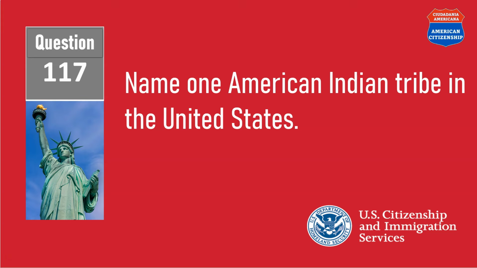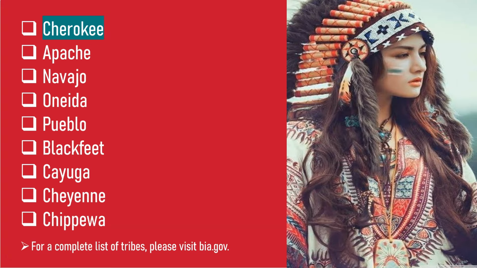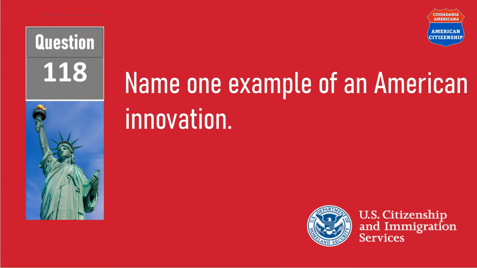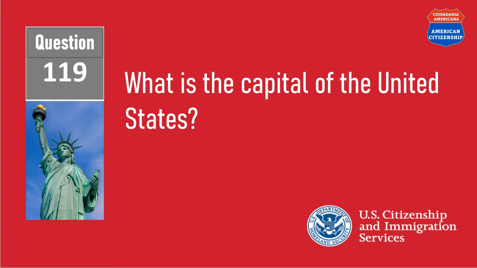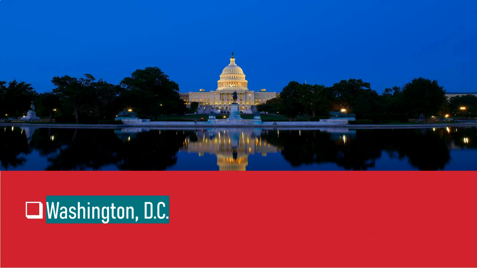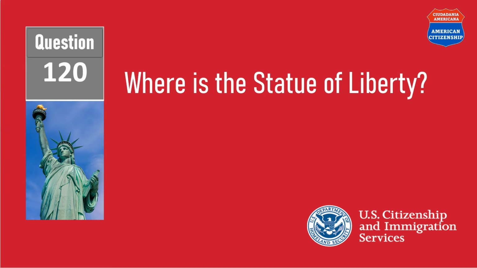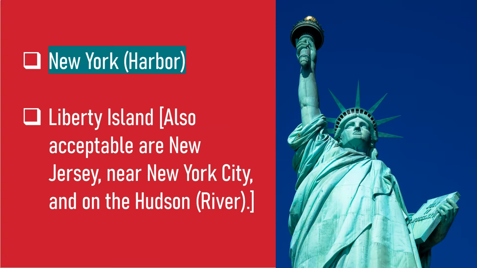Name one American Indian tribe in the United States. Cherokee. Name one example of an American innovation. The airplane. What is the capital of the United States? Washington, D.C. Where is the Statue of Liberty? New York Harbor.